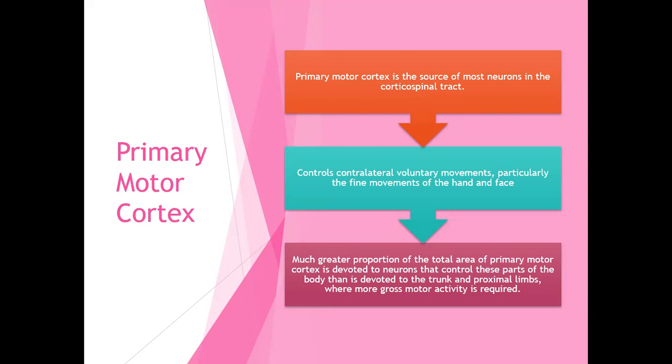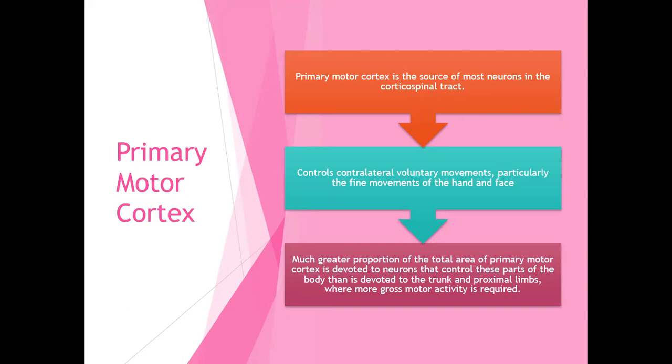All right, we talked about the sensory cortices in the last area and the disorders that are associated with lesions of the individual sensory areas. And now we're going to talk about the motor areas. So the primary motor cortex is the source of most of the neurons in the corticospinal tracts. So the bodies of the upper motor neurons are in the primary motor cortex.